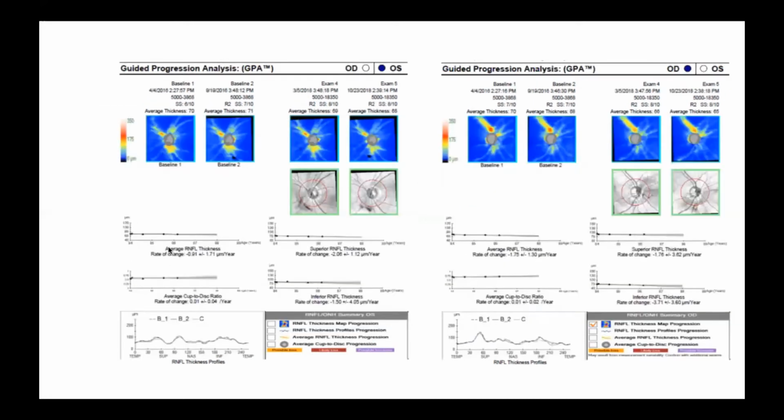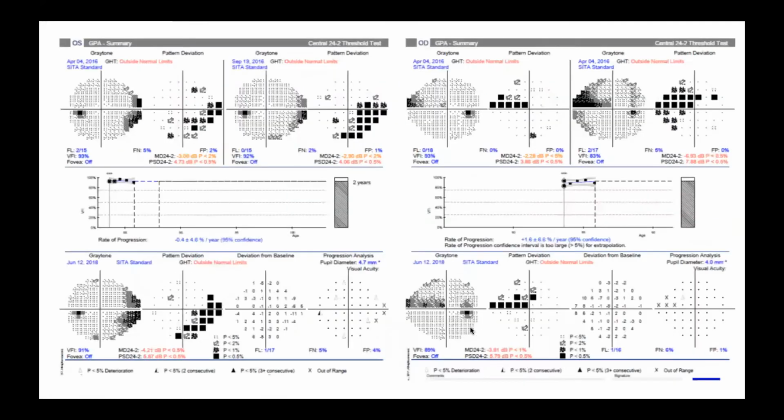And what you see is that those slopes really change. We go from a slope of 2 microns per year to less than half that. We go from a slope of 4 microns per year in the inferior RNFL to -1.5. And we see similar changes here. When we look at his visual field, we again see a relatively flat visual field. So we're not seeing significant changes in this visual field since the time that we initiated therapy.